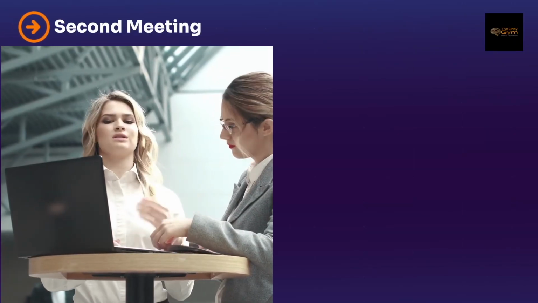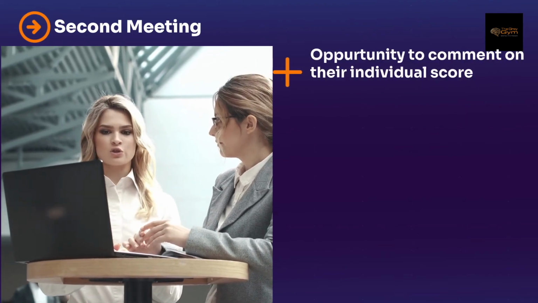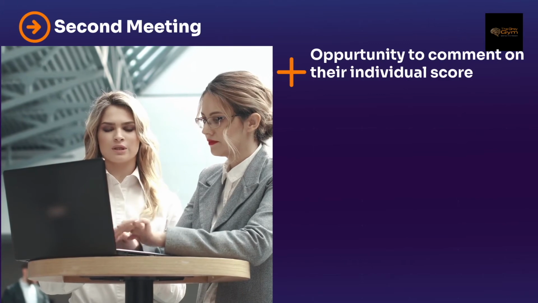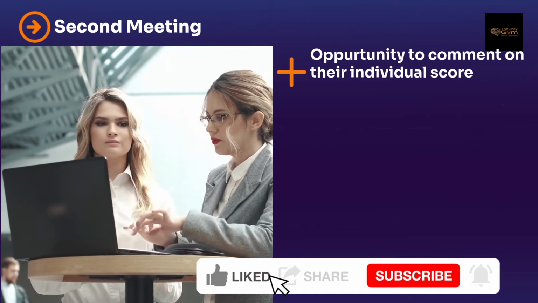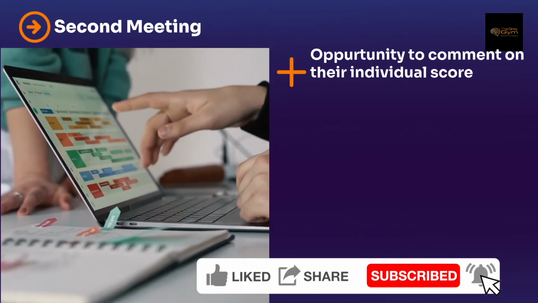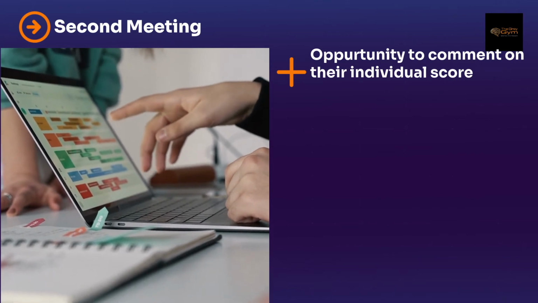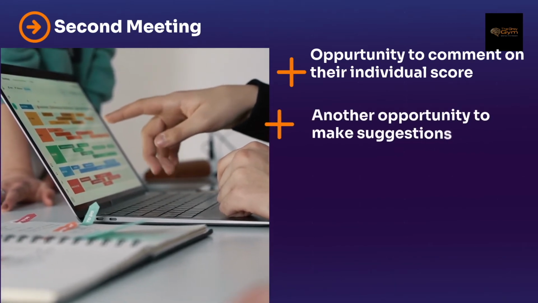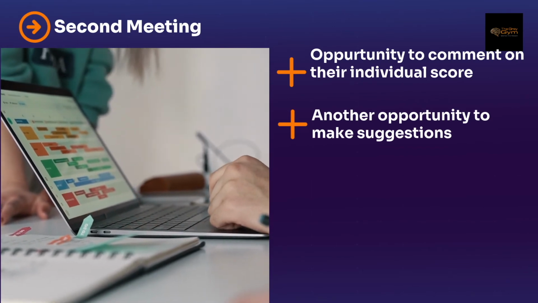Step 5 is the second meeting. In this meeting, the employees must be given the opportunity to comment on their individual score in relation to the selection criteria. It is only natural that employees will like to know how their other colleagues have scored. However, we don't need to share this information with them as this would breach confidentiality. Give them another opportunity at this meeting to make any additional suggestions which haven't been considered yet.